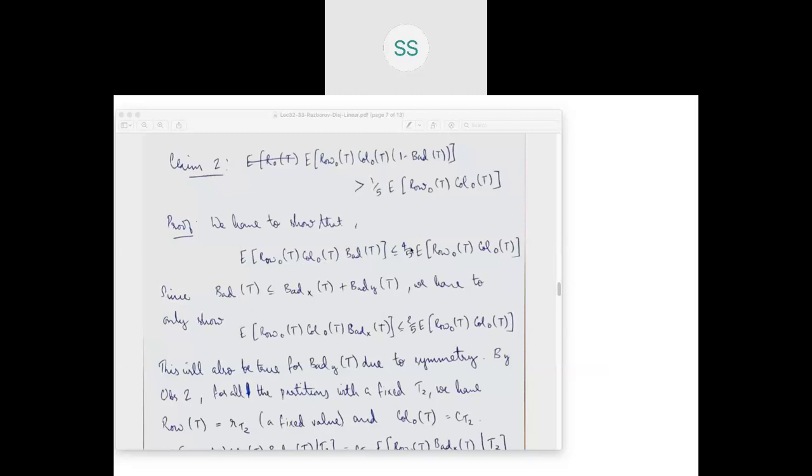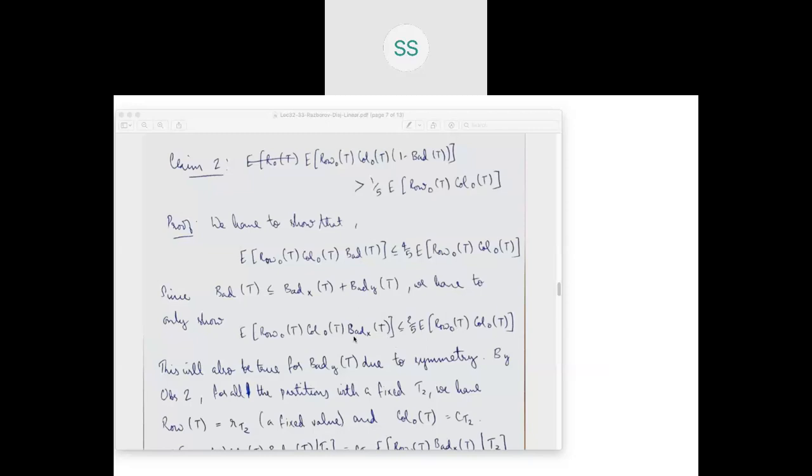So instead of showing this, we will actually show that expectation of row 0t, column 0t and bad xt is at most 2/5 times expectation of row 0t and column 0t. And because of symmetry, this will also be true for bad y, with bad x replaced with bad y. And adding these two, you get this. So all that we have to show is this statement. Expectation of row 0t, column 0t, bad xt is at most 2/5 times expectation of row 0t and column 0t.